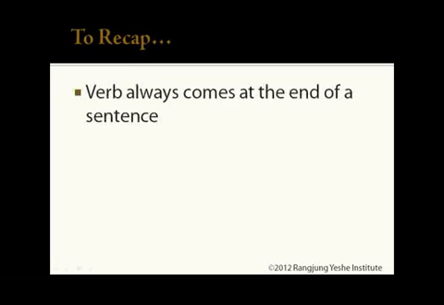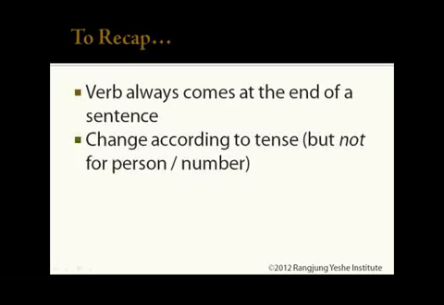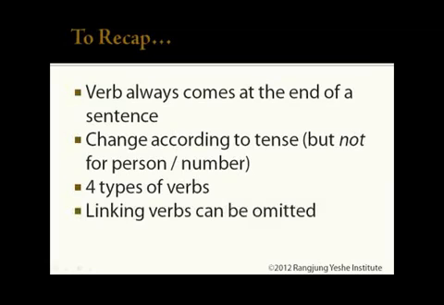So to recap, the verb always comes at the end of the sentence. Verbs don't change in terms of person or number, but can change depending on tense. There are four main types of verbs. We've just covered the linking verbs today. The linking verb yin is the only verb that can sometimes be omitted from a sentence. Linking verbs follow the structure A, B, yin, subject, predicate, yin.